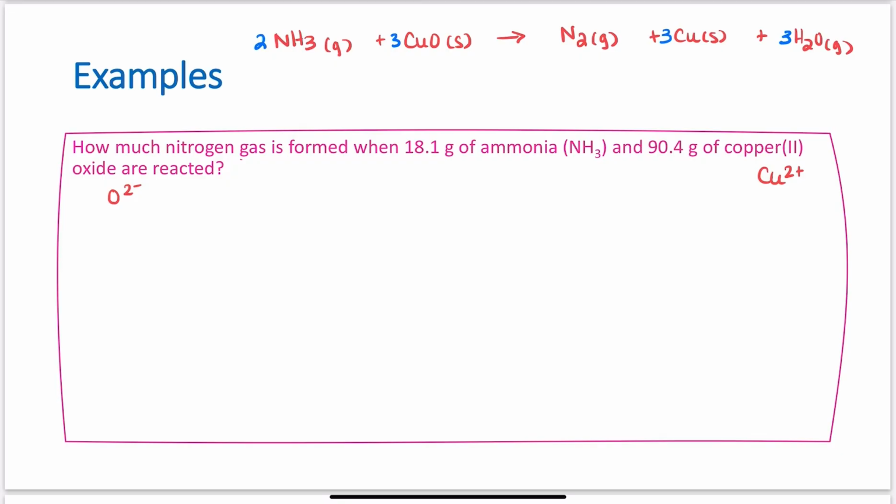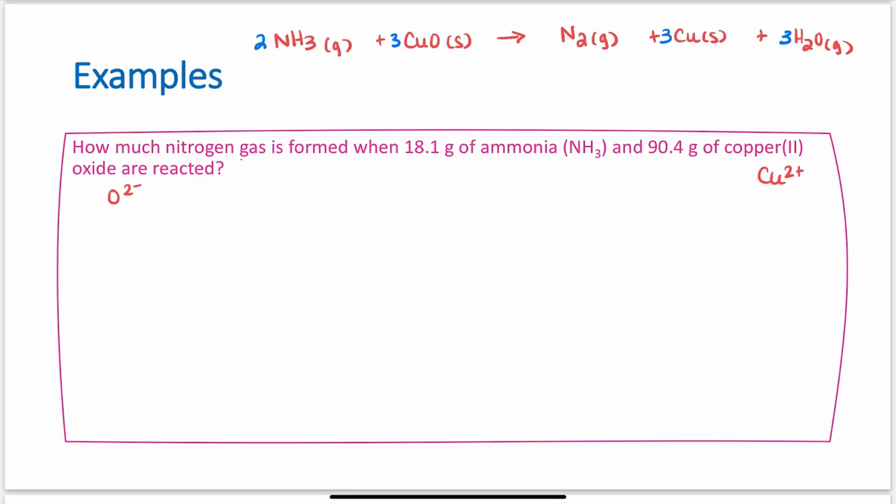So I've got 2 moles of ammonia reacting with 3 moles of CuO, producing 1 mole of N2, 3 moles of copper metal, and 3 moles of water. 2 nitrogens, 6 hydrogens, 3 coppers, and 3 oxygens. It is in fact balanced, and we are good to go.